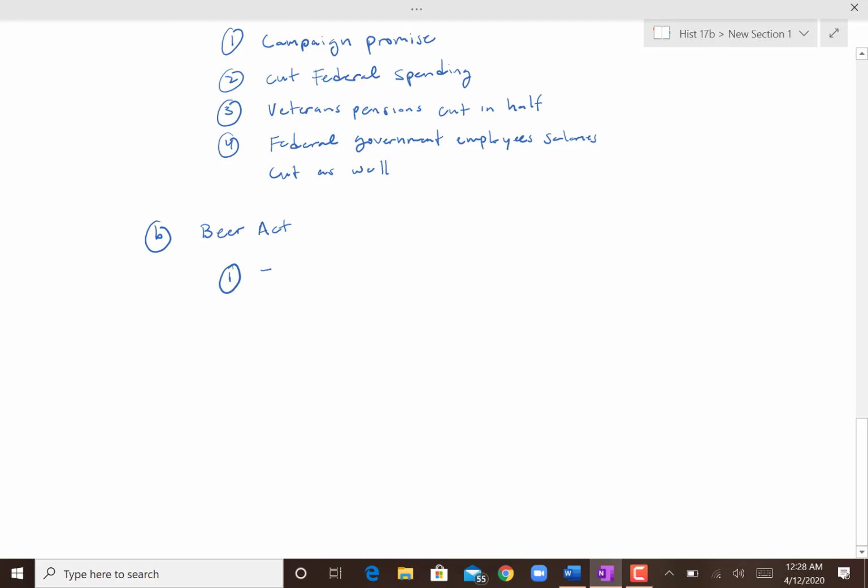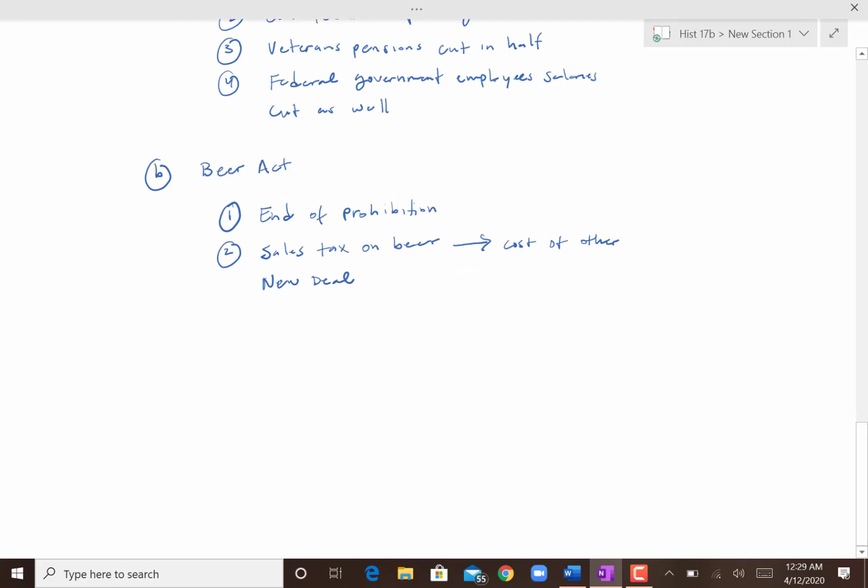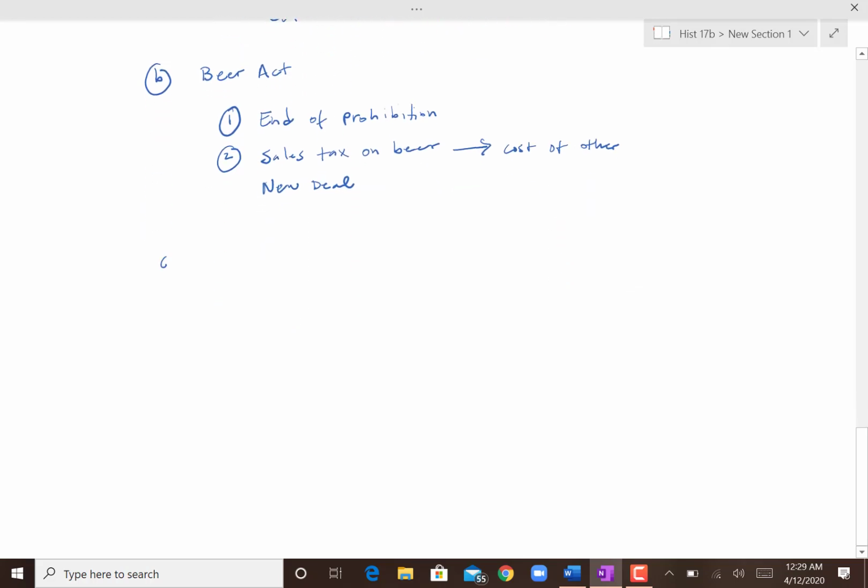Not surprisingly, just like the Great Depression made birth control legal out of necessity, prohibition was never popular. They ended prohibition officially in the New Deal because the idea was that the sales tax on beer could supplement the cost of other New Deal programs. And it would also be something popular for people. In hard times, drinking was seen as more of a necessity, something people could look to, and it was one that he would get a positive response to as well.